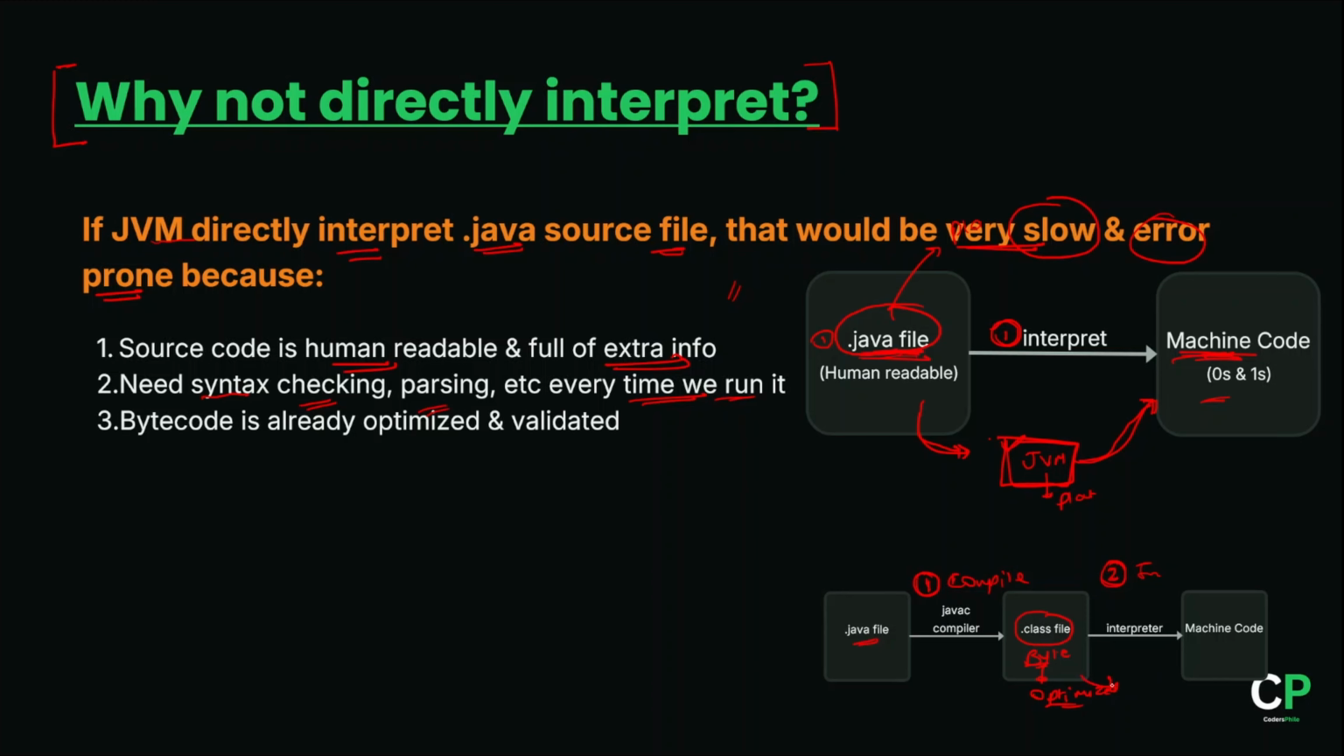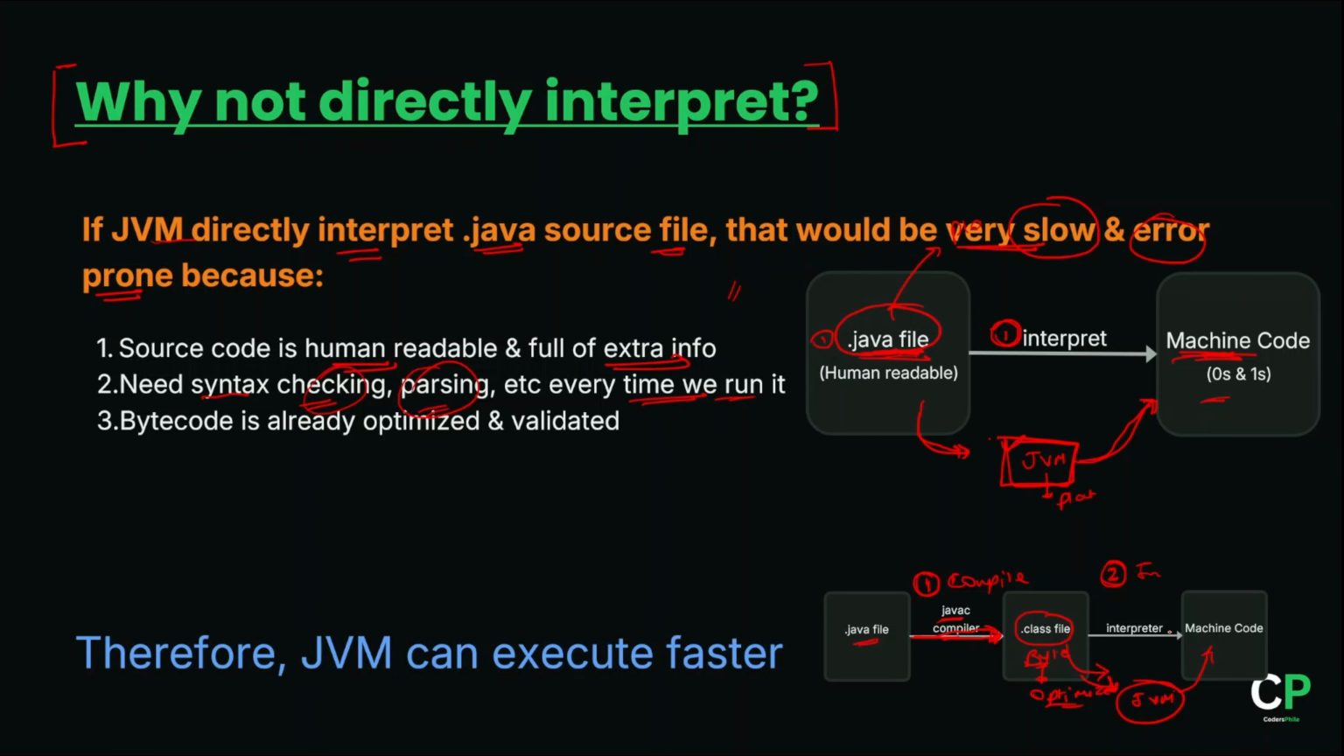Now every time the JVM needs to run it, it does not need to care about syntax checking, parsing, and all of this, because the compiler has already done it, converted it into the .class file, removed the extra lines of information, and done the syntax checking, parsing and error detection. So there is no need for the JVM to check all of this, and it can directly start interpreting the .class file or bytecode into machine code. Therefore the JVM can execute the bytecode faster.